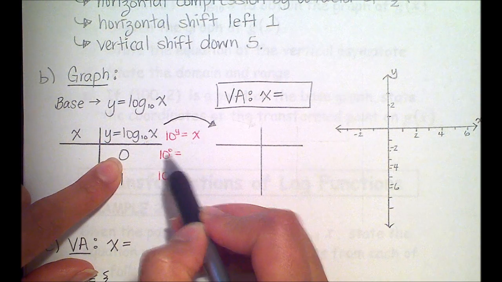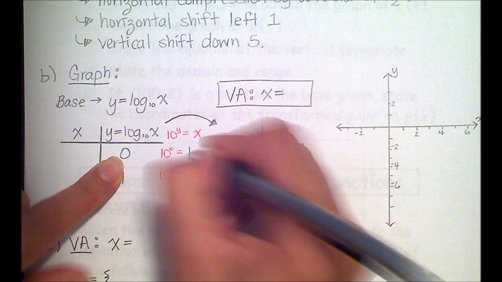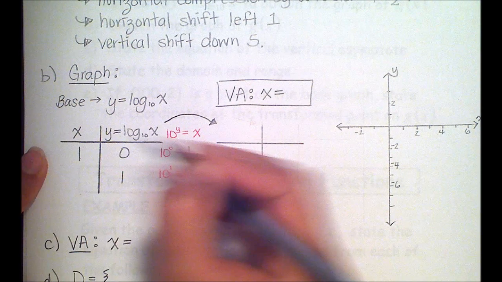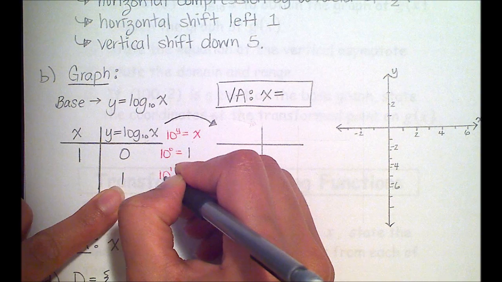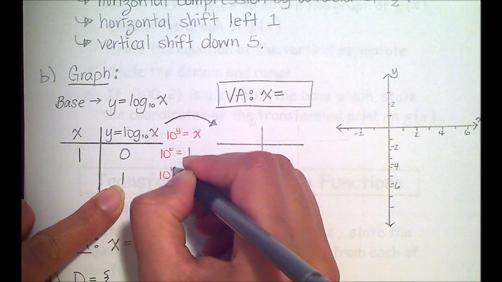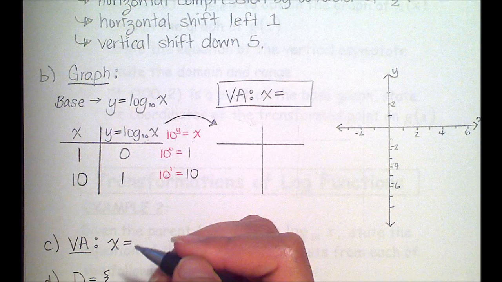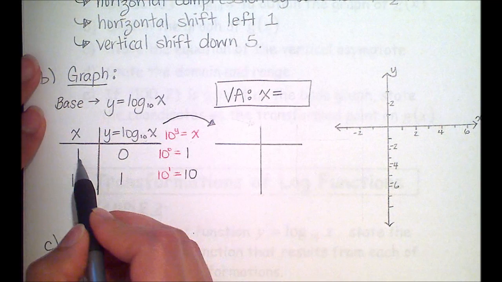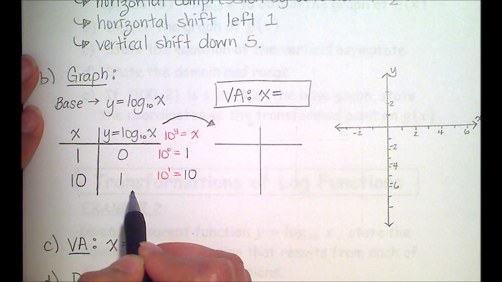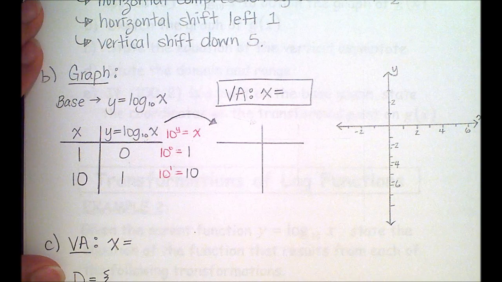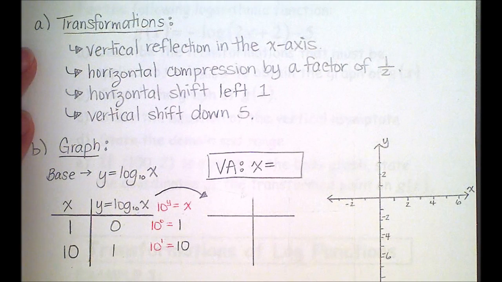So 10 to the exponent 0 equals 1, which means my first x coordinate here is 1. And 10 to the exponent 1 is equal to 10, which means my x coordinate for my second point is at 10. Okay, so I have one key point at (1, 0) and another key point at (10, 1). Okay, and so using my transformations, I can figure out my mapping formula.